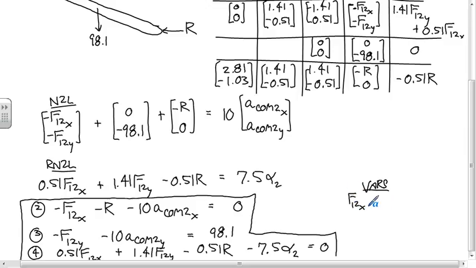So f12x, f12y, alpha 1. And now we got some new variables from these equations. R. Is alpha 2 the same as alpha 1, or is it a new variable? We're going to assume those are new variables. Because of the geometry of this problem, they're going to come out to be equal and opposite.